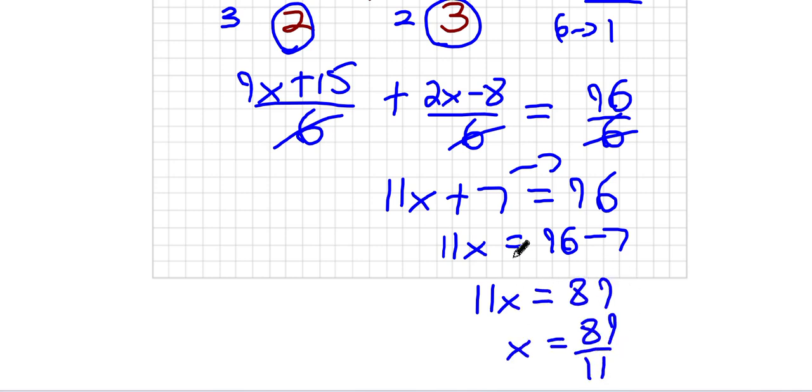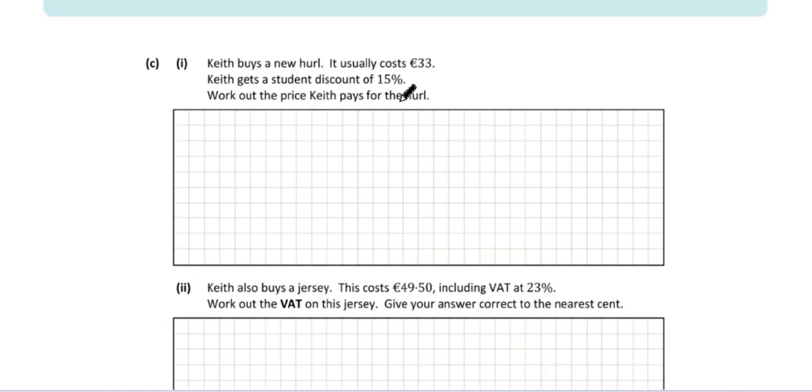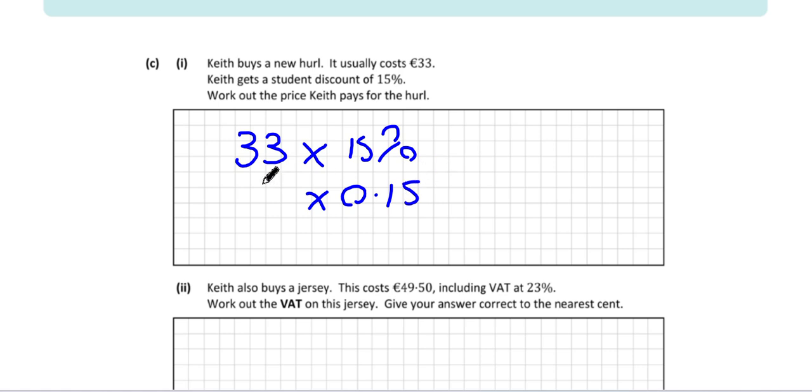89 over 11. Okay. So you have a new hurl. It costs 33 quid, yeah? Now what are we going to do to it? Are we going to make it more expensive or less expensive? So you have a choice, right? You can multiply it by 15%. You can multiply it by 0.15 and take it away if you want.